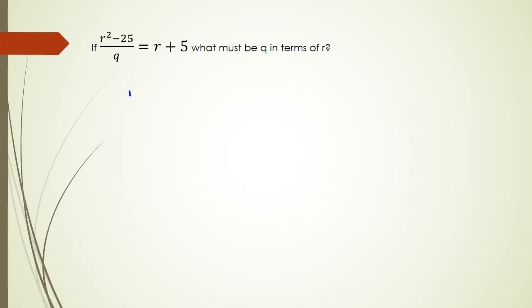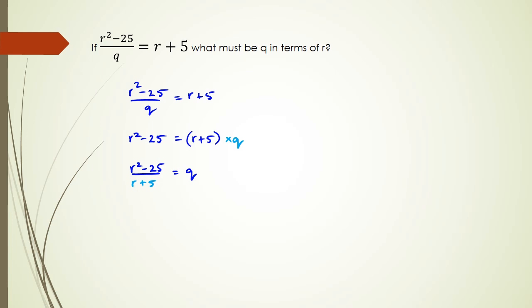So the first method is this one here. Write down (r squared minus 25) over q equals r plus 5. I'm going to rearrange so that q ends up being on the right hand side, which means it will be getting multiplied by r plus 5. So you're going to get (r plus 5) multiplied by q. And in the next step, I'm going to bring the r plus 5 into the denominator because it's getting multiplied. It would become r plus 5, and that's now equal to q.